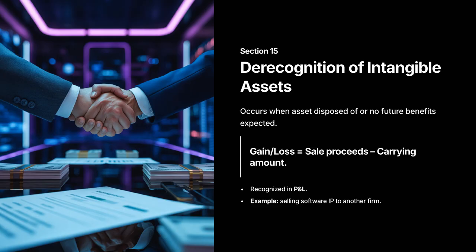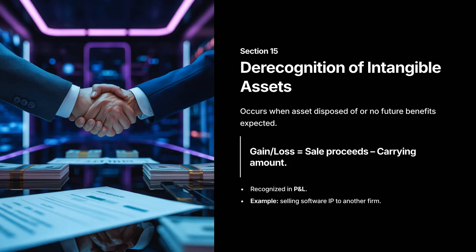13. Impairment testing, linked with IND AS 36. Every intangible asset must be checked periodically for impairment, a drop in its recoverable value. Compare the asset's carrying amount with its recoverable amount, which is the higher of its value in use, present value of future cash flows, or its fair value less costs to sell.